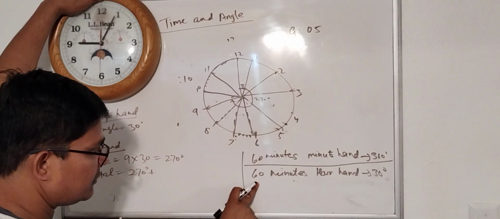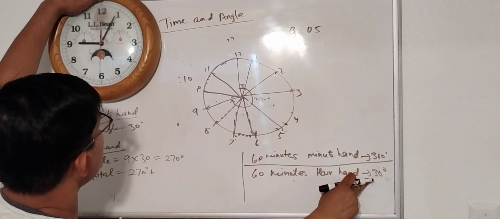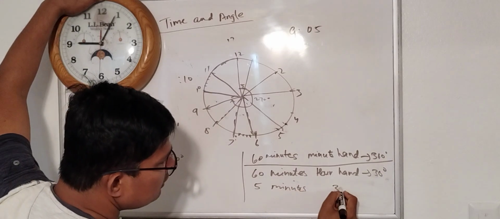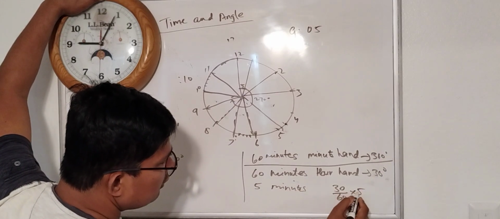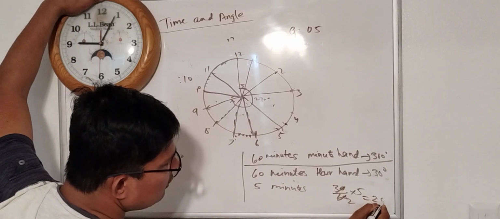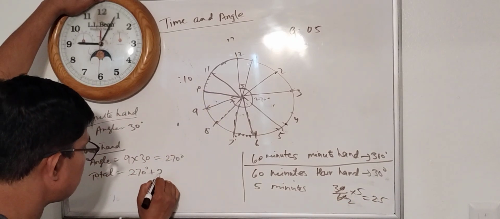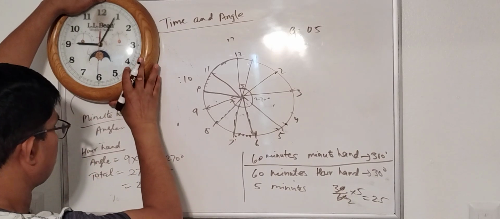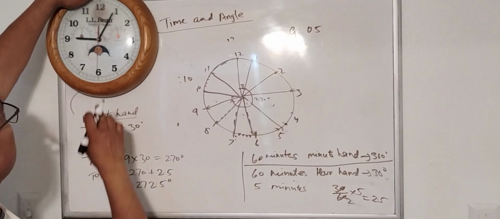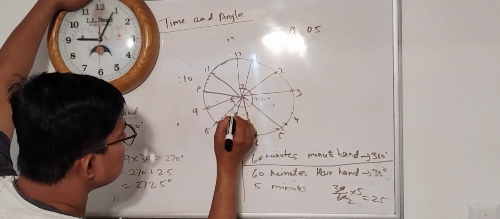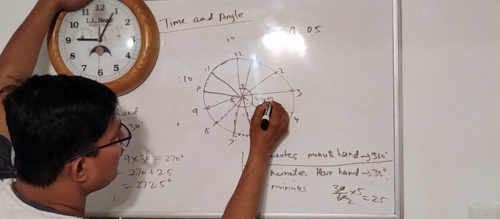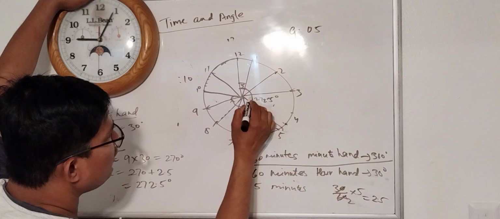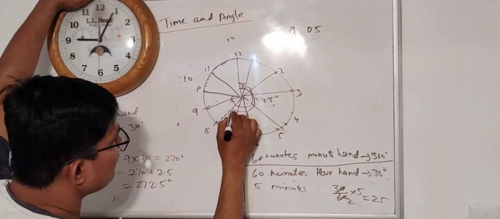So again, use this relationship. In 60 minutes, the hour hand moves 30 degrees. So in 5 minutes, it will move 30 divided by 60 times 5, so 2.5, correct? So the total angle will be 270 plus 2.5, which is 272.5 degrees, correct? Now this here up to here is 272.5, and if I subtract this one from this 272.5, what will I get? I will get this angle.